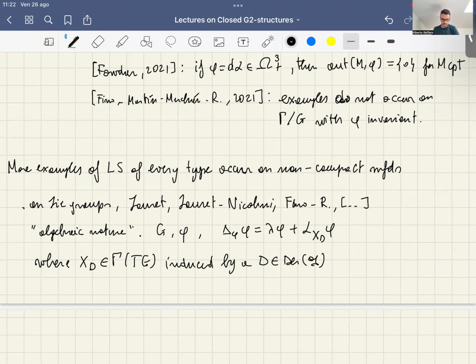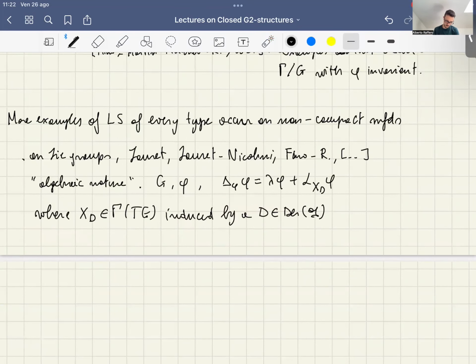But in any case, let me tell you that you have this type of expression, and examples are known where lambda is positive, 0 or negative, but none of these examples can descend to any compact quotient of the group by a compact discrete subgroup, because this vector field here is not left invariant. And so you will only have examples in the non-compact setting. The three-form will of course descend to any compact quotient of G, but it won't satisfy a Laplacian soliton equation anymore.